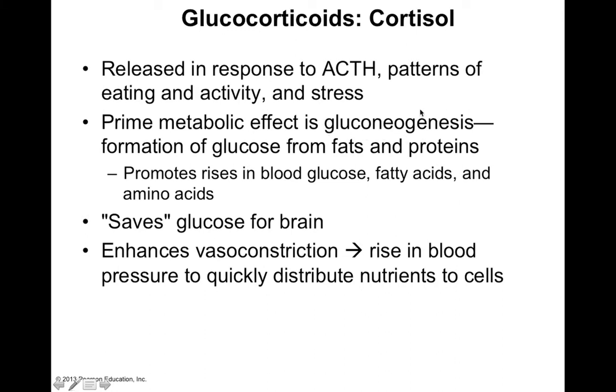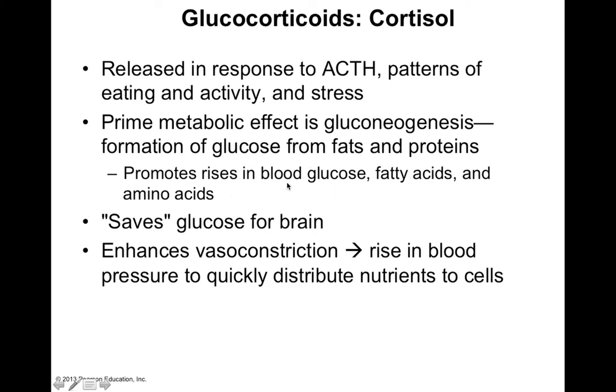Now, what happens too is that cortisol is going to have the effect of creating new glucose, which is gluconeogenesis. So gluco means glucose, neo is new, genesis means to create. So cortisol stimulates the formation of new glucose through this process called gluconeogenesis. This is going to occur primarily in the liver, where fats and proteins can be converted into glucose. Ultimately, this causes an increase in blood glucose, fatty acids, and amino acids.